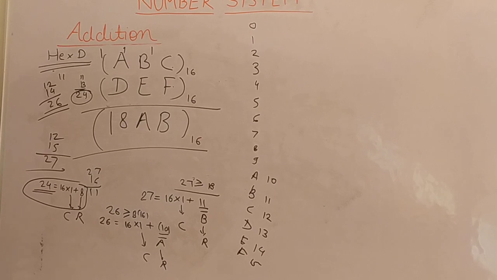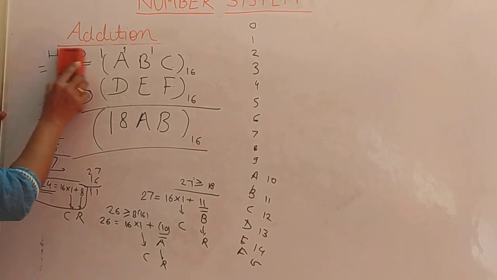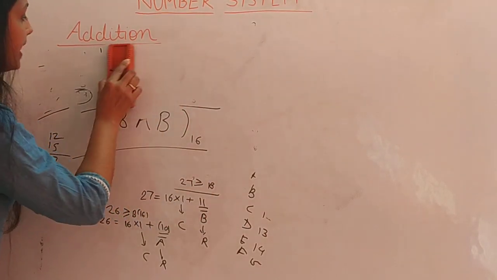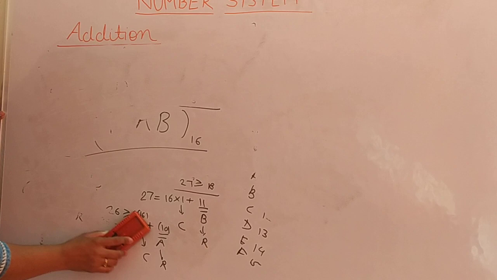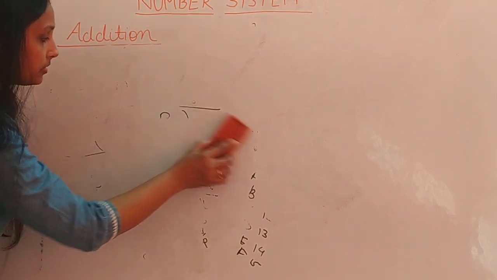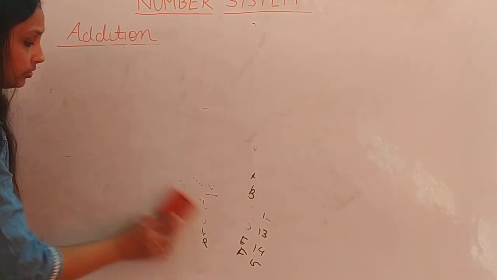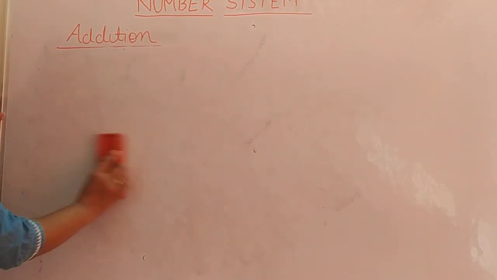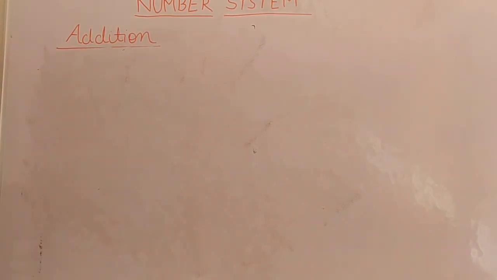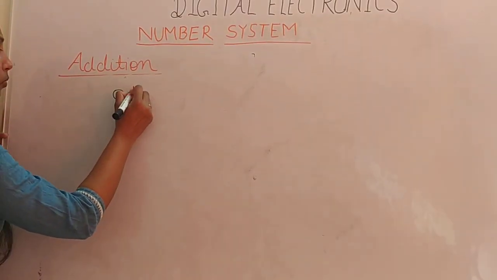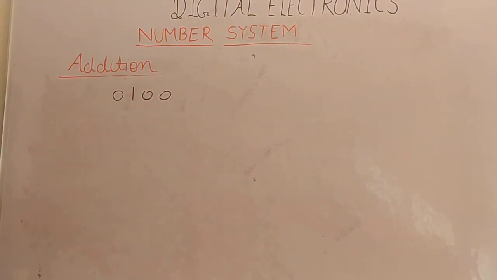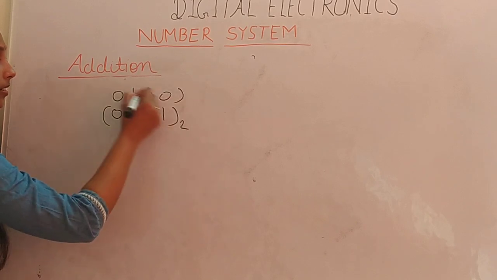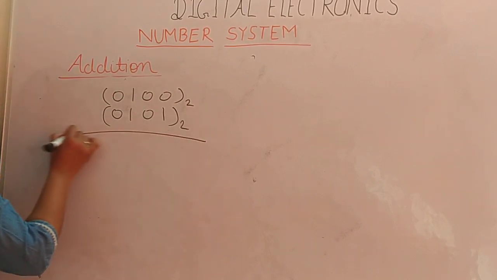Now we'll take one more example of addition in the binary number system. We know that in binary only two digits are possible, 0 and 1. So we'll take one example of binary so that we understand how to add in the binary number system. Suppose we want to add 0100 and 0101. Both are binary numbers we want to add.